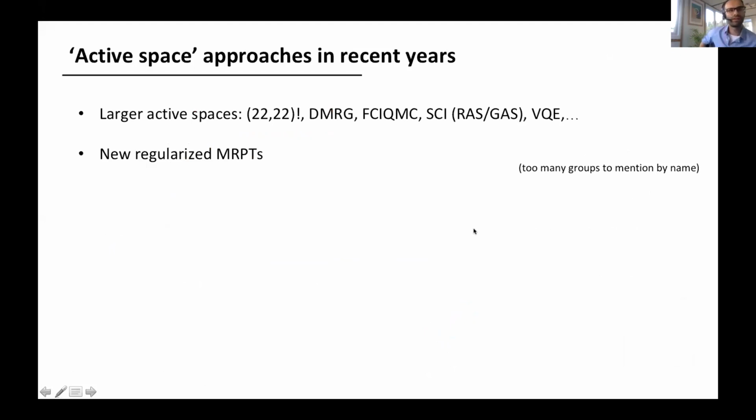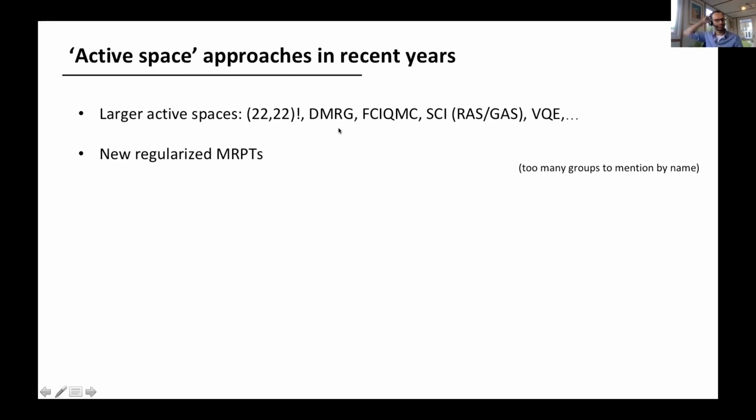But what I want to really focus on is active space approaches, and thinking about 2 directions that have been pursued in recent years. The first is the ability to target and solve ever larger active spaces. We heard earlier in this workshop of staggering developments that have allowed us to go up to 22 active spaces in 2 hours per CI step, which was pretty impressive to me.